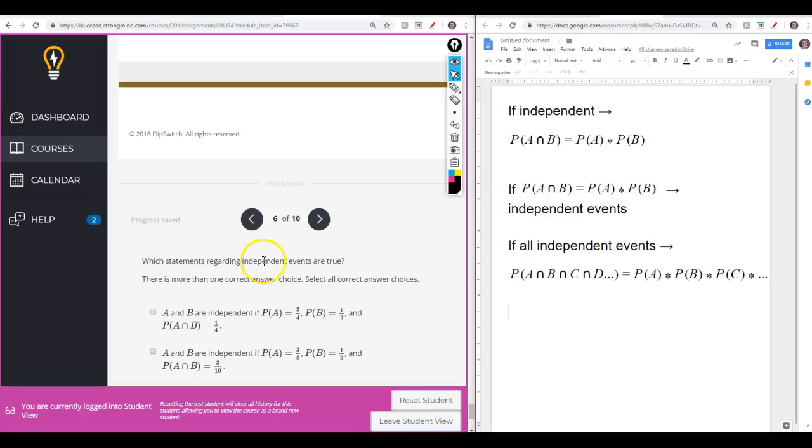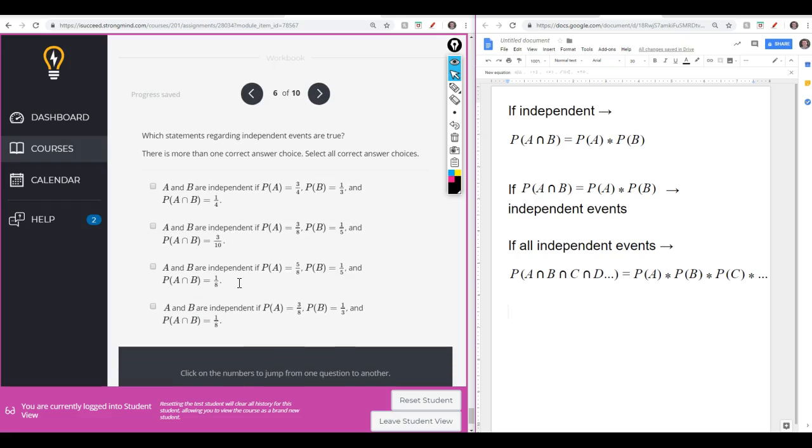Which statements regarding independent events are true? There is more than one correct answer choice. Select all correct answer choices. A and B are independent if the probability of A equals 3/4, the probability of B equals 1/3, and the probability of A and B equals 1/4.